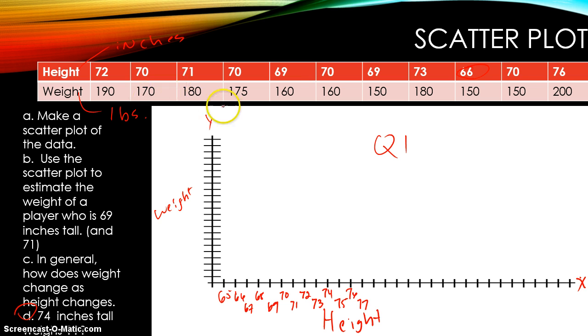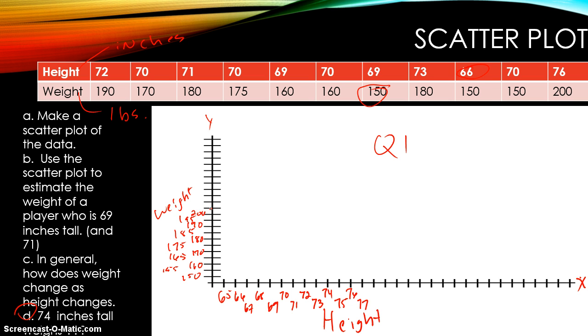Our weight will start at 150, which is our lowest. Let's go by fives: 150, 155, 160, 165, 170, 175, 180, 185. Sorry, I should have made this beforehand just to see what it would look like. We have to go to 200 for sure, so 190, 195, 200.